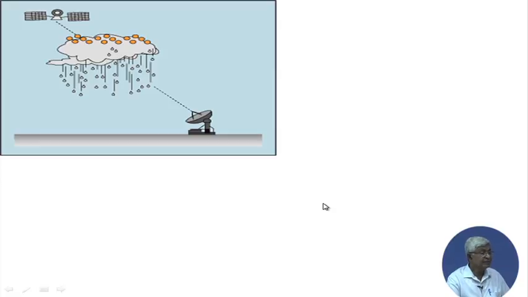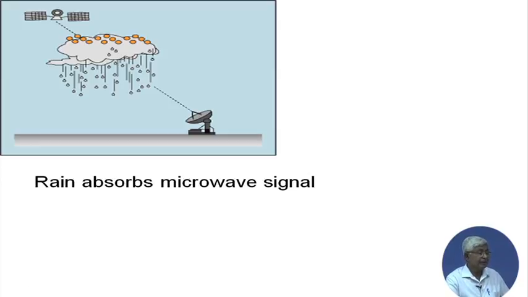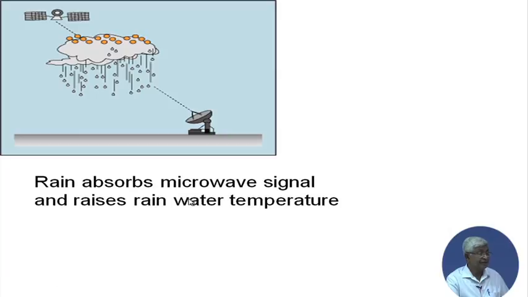But then some more things are happening, let us look at it carefully. Rain absorbs the microwave signal and it raises the rain water temperature. So, some energy it has absorbed, and the rainwater temperature has increased slightly.